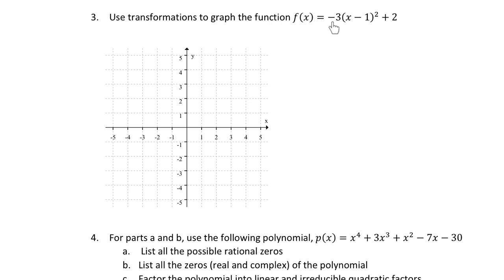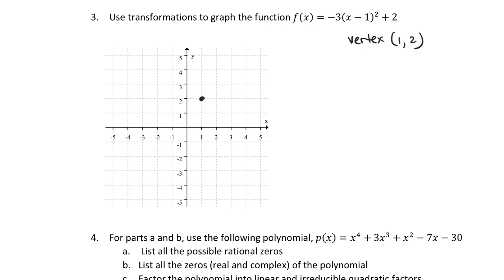That's the point here behind this question, is remembering what first of all, the parent function is just x squared. So this is a parabola. The vertex has been moved 1 unit to the right and up 2 units. So vertex is 1 comma 2. And the negative sign is going to make this an upside down parabola. And the 3 is going to stretch it vertically. So it's going to be a little thinner than a normal parabola.